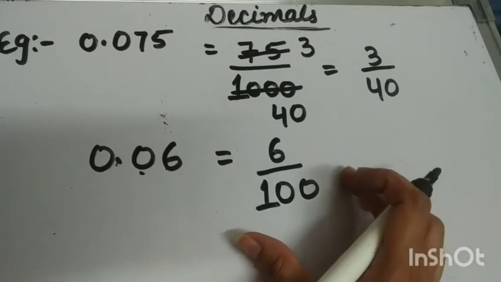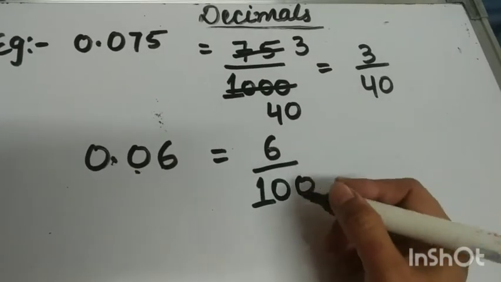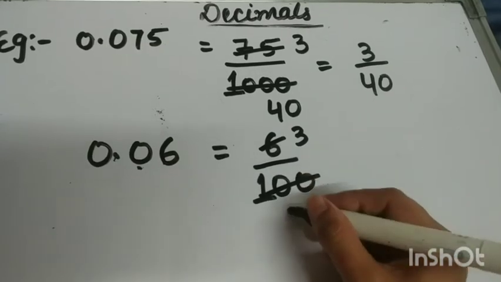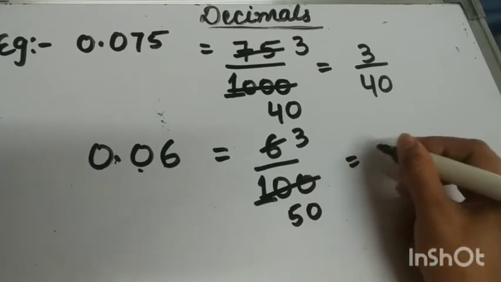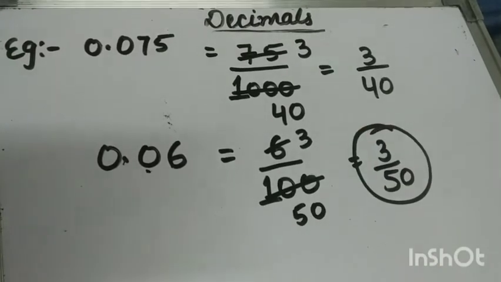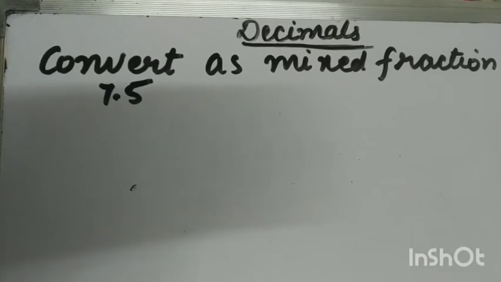Now we have to reduce it into simplest form, into lowest form. So see, 2 3s are 6, 2 5s are 10 and 0, so it will be 3 upon 50. This is the simplest form of 6 upon 100. Let's take one more example.